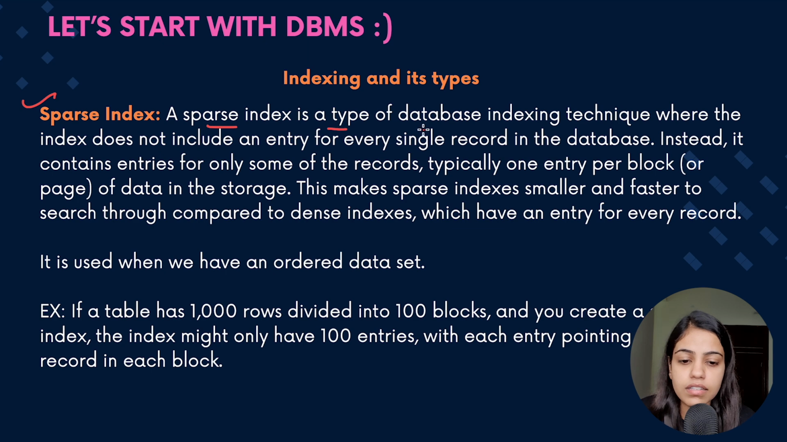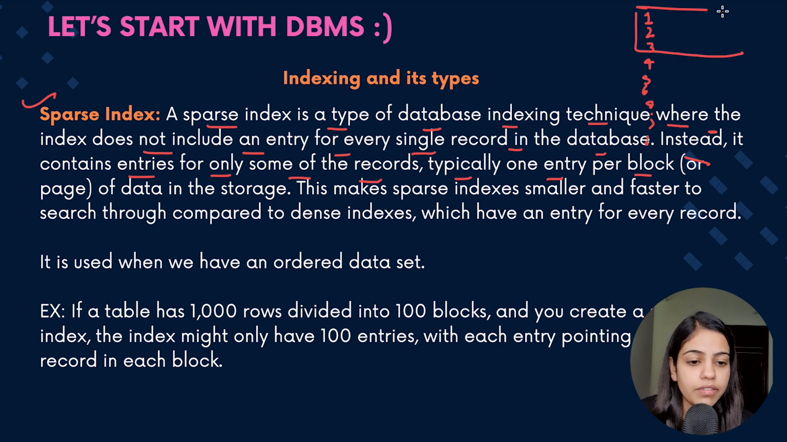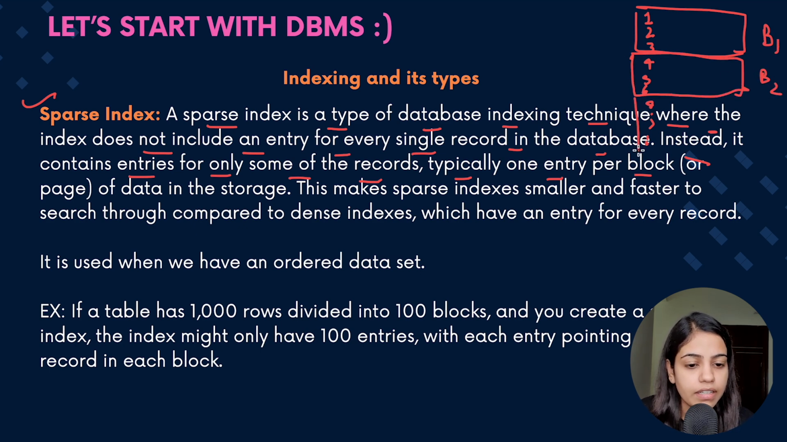A sparse index is a type of database indexing technique where the index does not include an entry for every single record in the database. Instead, it contains entries only for some of the records, typically one entry per block. So consider that in our database we have some columns where ID is 1, 2, 3, 4, 5, 6, 7, 8, 9, 10. Now from ID 1 to ID 3 we are storing in block B1. From ID 4 to ID 6 we are storing in block B2. From ID 7 to ID 10 we are storing in block B3.